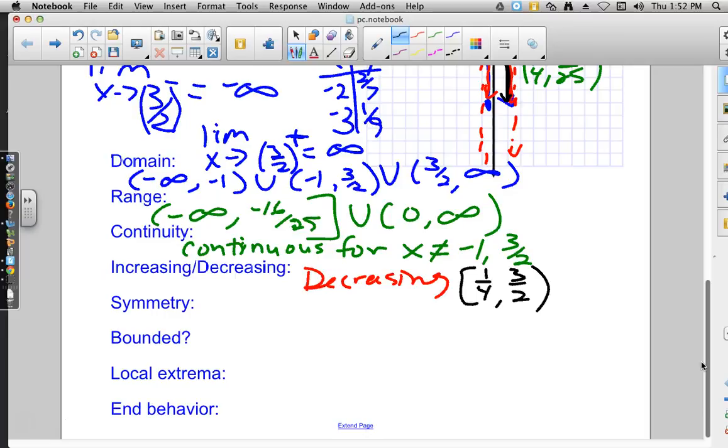And again, the book does use closed brackets for that 1/4, but we talk about how something can't be increasing or decreasing at a point. So technically, we're going to tell you to do that with open brackets anyway. And the other portion of that was on the right-hand side of that vertical asymptote, which was 3/2 and off to infinity. Then we have increasing to go after next.